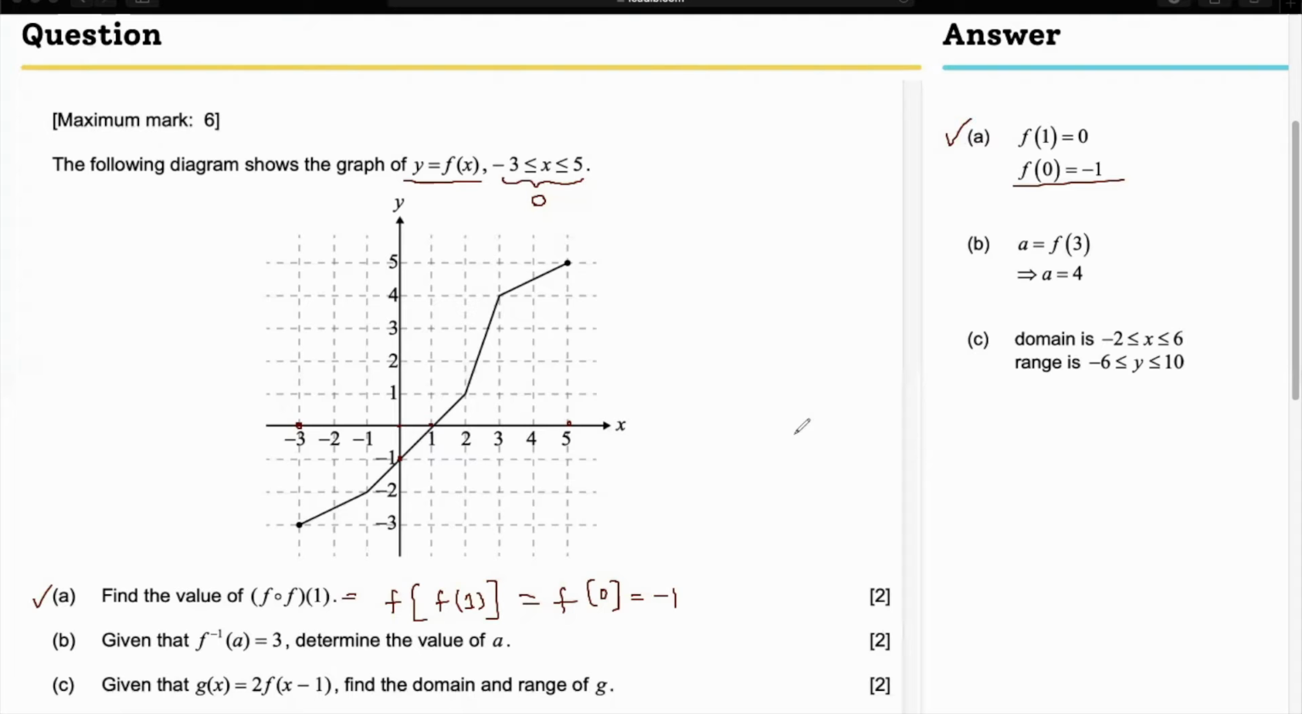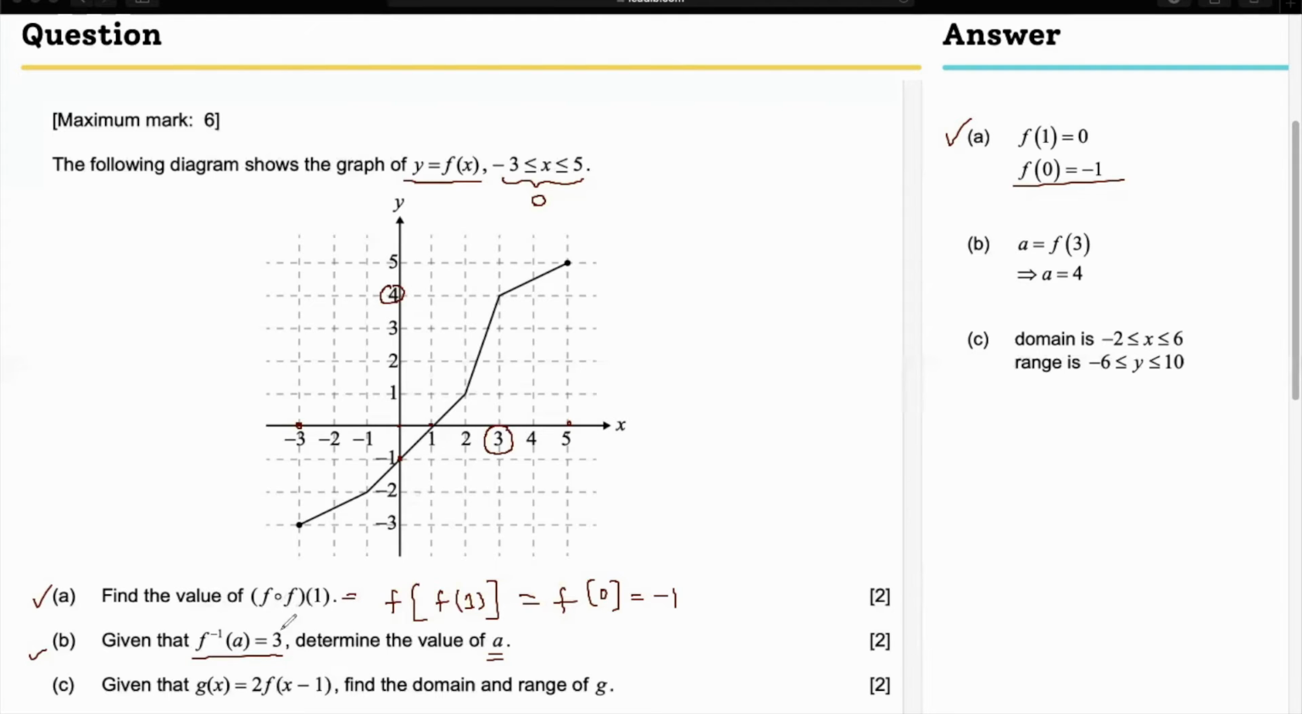Now let's look at the second part. In B, they're asking us to find A where f inverse of A is 3. So what is A? Many ways you can look at this: if f inverse of A is 3, when you're inverting the function, you're getting 3. So you're getting 3 as an inverse of a function. That means it must have been 4, right? The answer must have been 4.